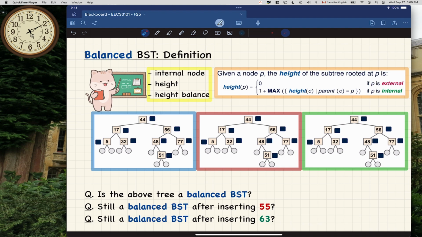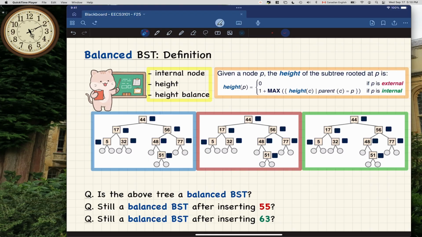So the way to really check whether the tree at the moment is actually balanced... Oh, before that, is it a search tree? If you do an in-order traversal: 5, 17, 32, 44, 48, 51, 56, 77. It's a sorted sequence, so it's really a search tree. But is it height balanced?